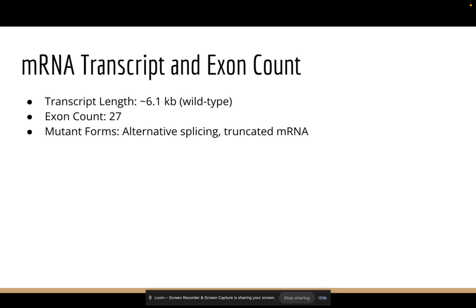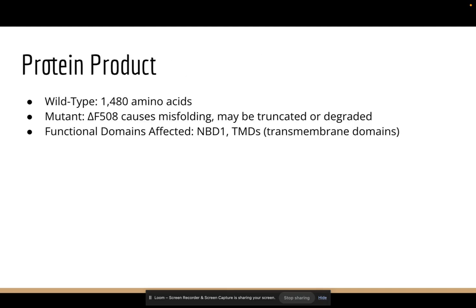The mRNA transcript for CFTR is approximately 6.1 kilobases long and includes 27 exons. Disease-causing mutations can lead to improper splicing, resulting in non-functional or degraded mRNA. The wild-type CFTR protein contains 1,480 amino acids. The F508del mutation removes just 1 amino acid, but this tiny change leads to serious folding defects. The protein is often degraded before it ever reaches the membrane.